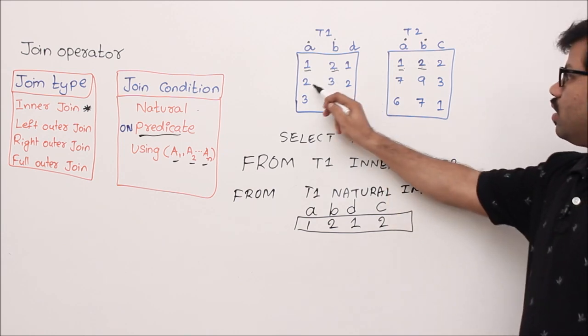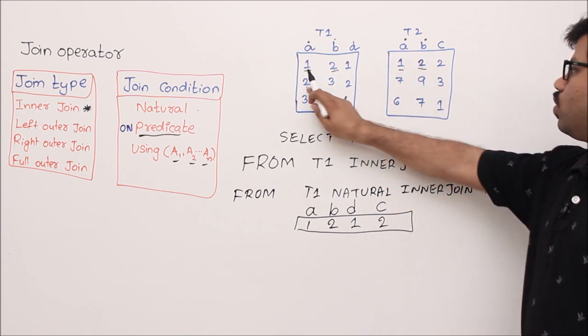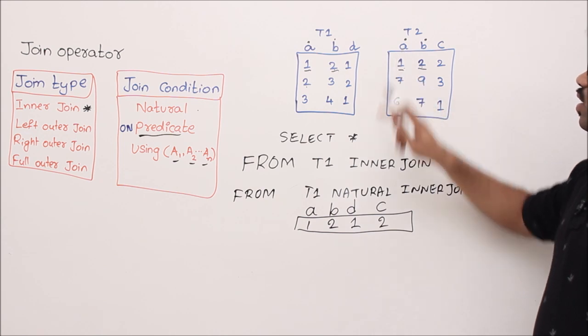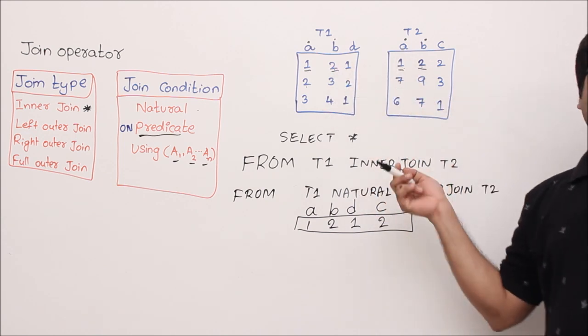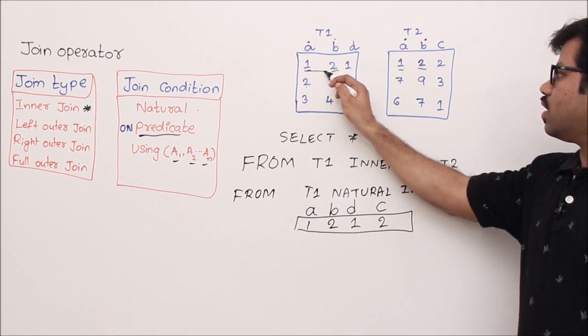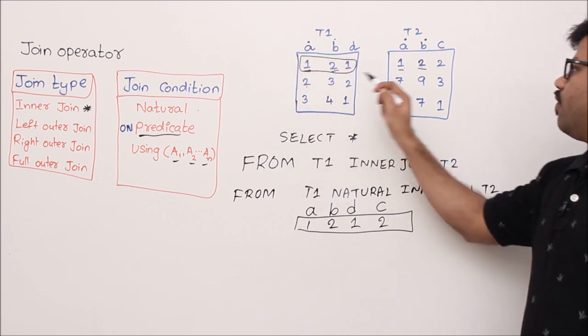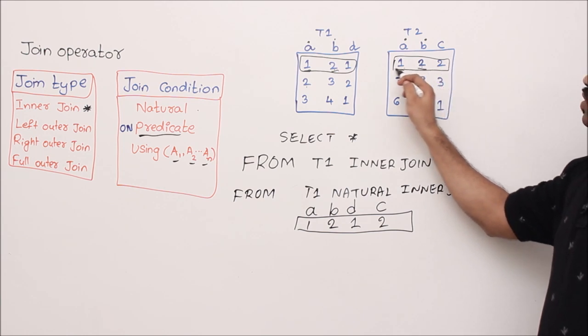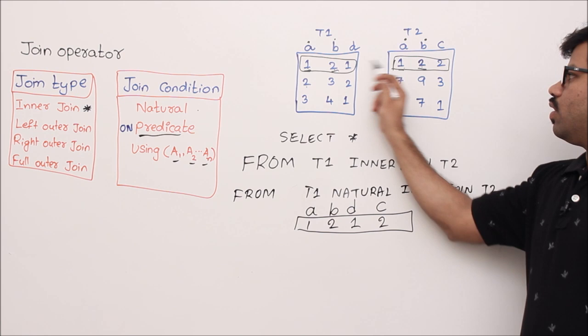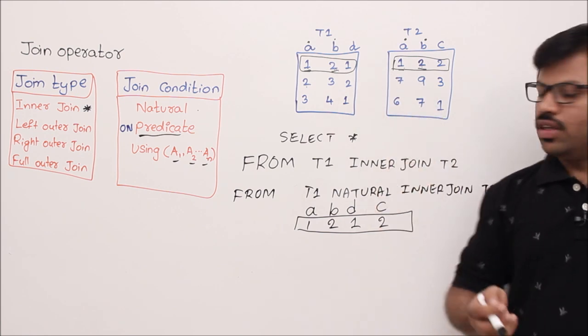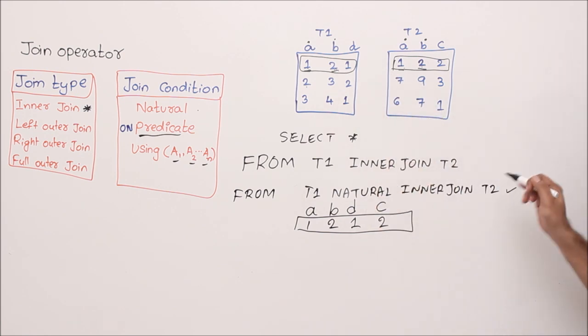Sir, what about this one? 2, 3 versus 1, 2. 2 doesn't match with 1, correct? So that's why. It's like a Cartesian product, but common columns will be equated. So only this tuple will be equated to this tuple because there are no other tuples which match. Here 1, 1, 2, 2. You know natural join. So this is about natural inner join.